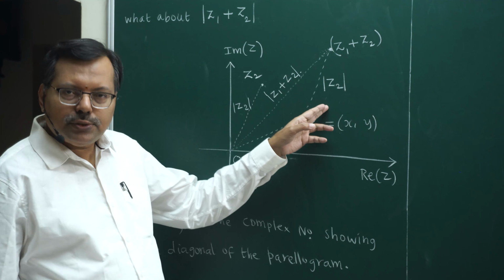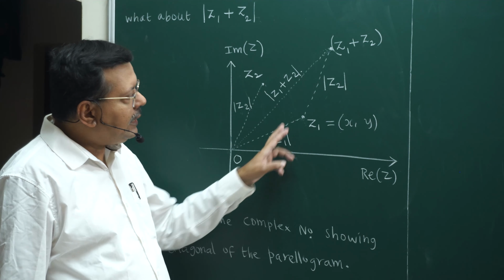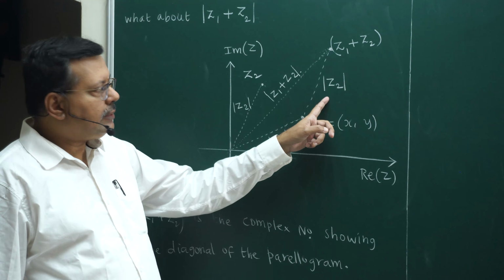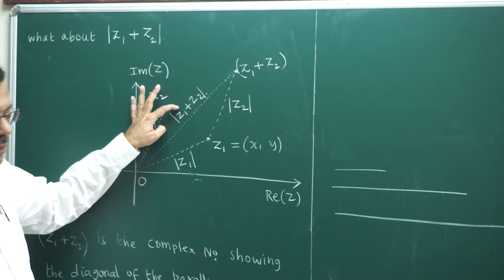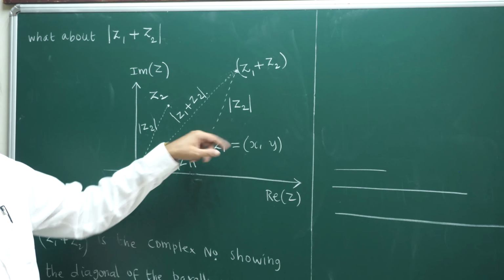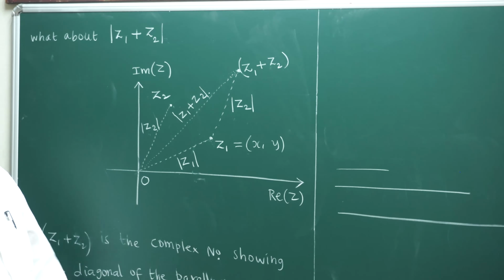Fine. These two are small sides, I agree. But suppose you add them separately, if this is 3 and this is 7, 3 plus 7 is 10. Will the diagonal be 10? No. That means the length of the diagonal is going to be less than the sum of the two sides. This is quite directly visible from the triangle.